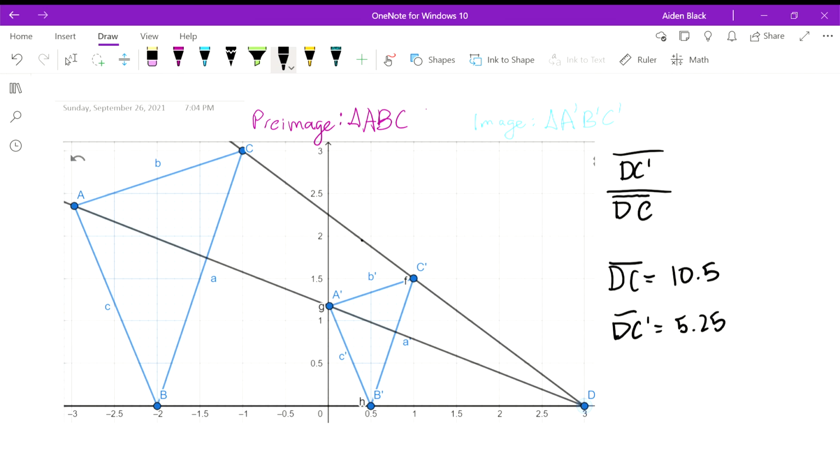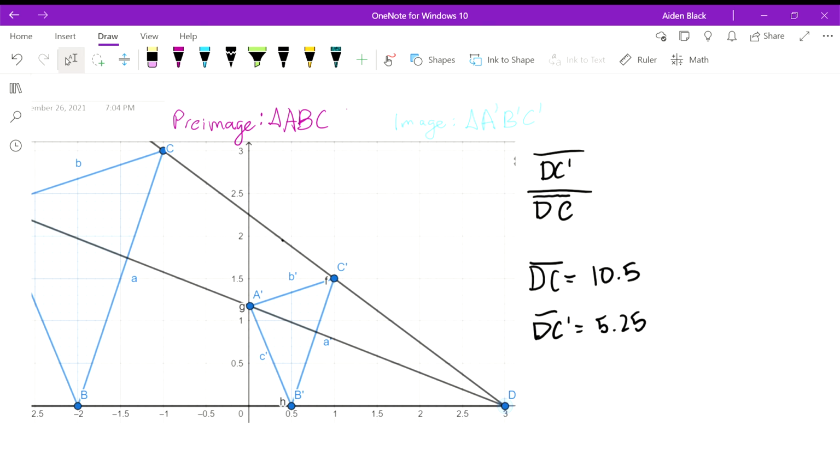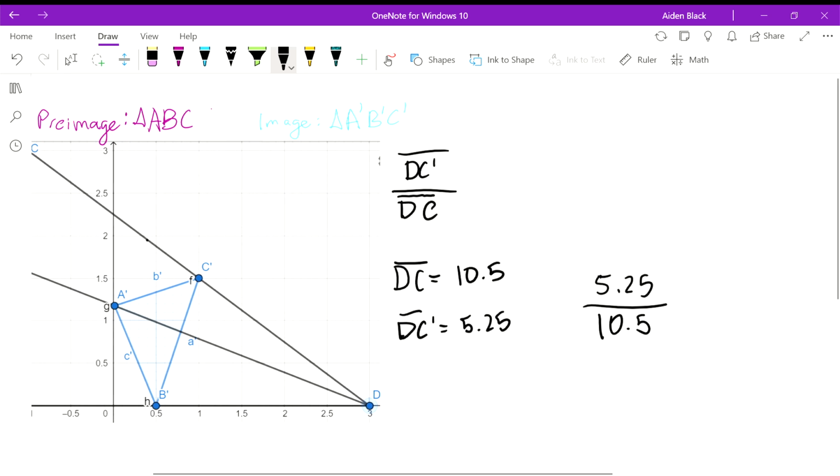Now, remember, it must be DC prime over DC, because that'll show us the scale factor, and we'll know that it's correct going from a big image to a smaller image, going from the pre-image to the image, that it should be less than 1. So DC prime is 5.25, and we divide by 10.5. That's our line segment DC. And it looks like we get 1/2.